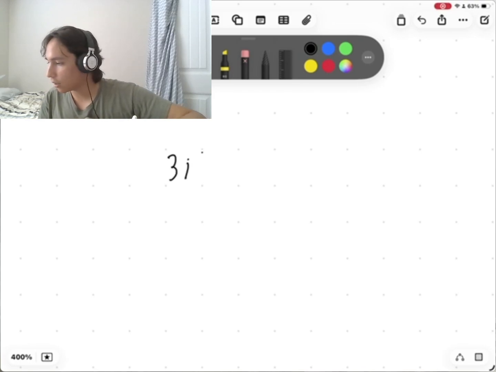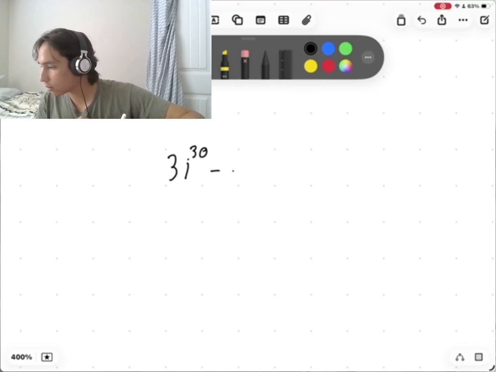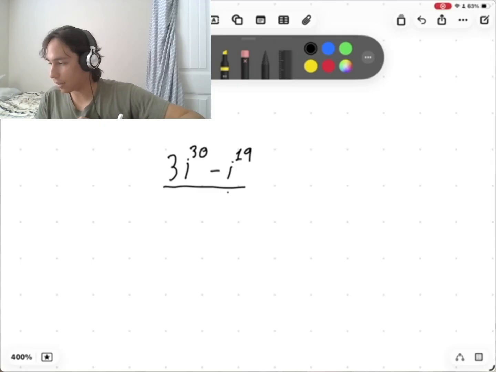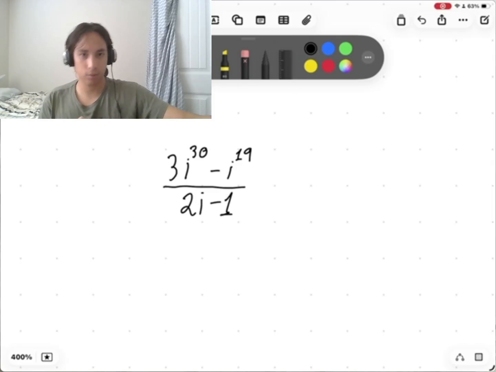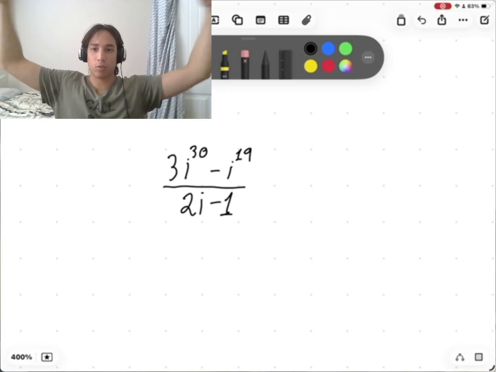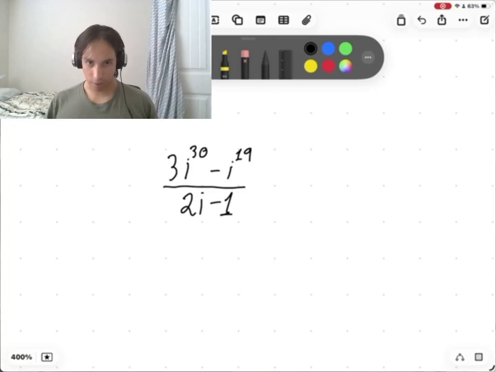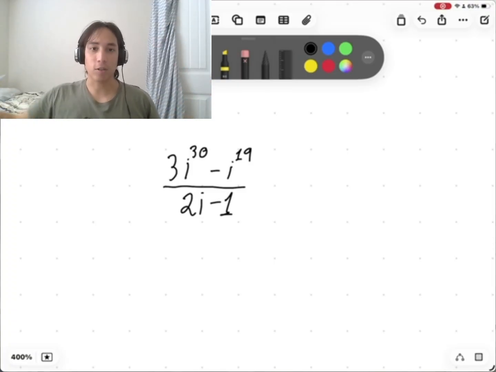3i to the 30th power minus i to the 19th power, divided by 2i minus 1. Alright, so some of you might already have started to think about it, right? Might have already solved it by now.